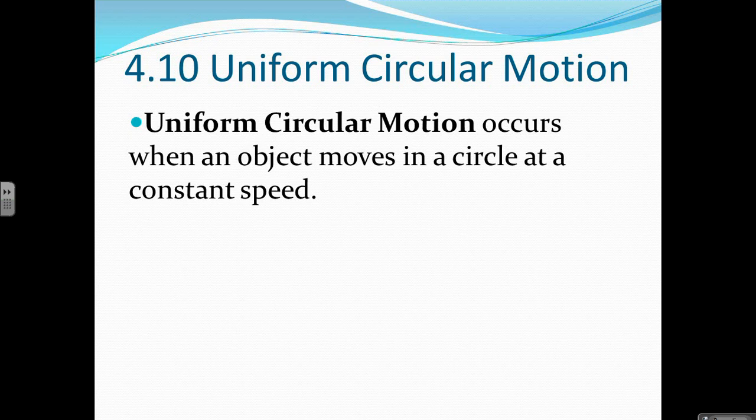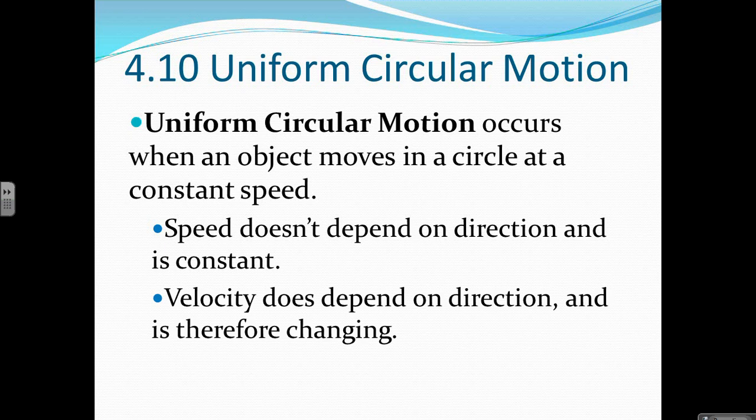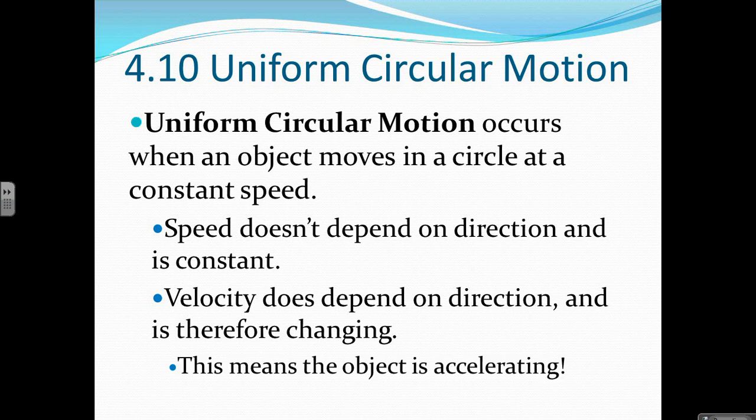Today we're going to be talking about uniform circular motion, which is section 4.10 in our forces notes. Uniform circular motion refers to an object that's moving in a circle with a constant speed. Speed does not depend on direction and is therefore constant. Velocity does depend on direction and is therefore changing. So this means all objects that are turning are accelerating.